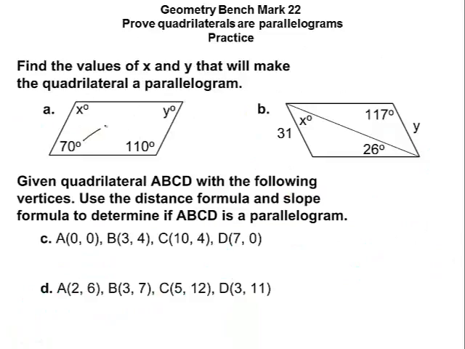Right. We know that opposite angles are congruent, so x and y will be equal. x will be 110 and y is 70. And then you can see that they do add up to 180 next to each other, because you've got 70 plus 110, 110 plus 70, 70 plus 110, 110.